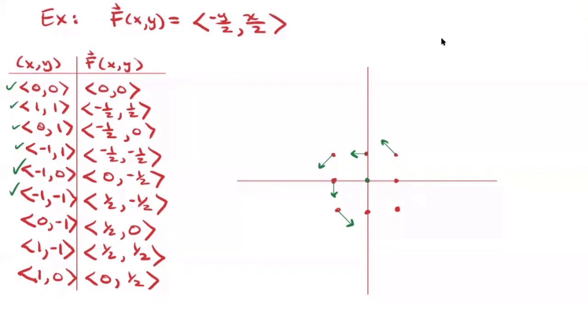At 0, -1, it's going to go a half 0. That's easy. Just to the right then. So that's fine. At 1, -1, it does a half. Okay, so that's to the right a half and up a half to here. And then at 1, 0, it's going to go 0 a half, so it just goes up a half there. Okay, so this is interesting. It's sort of a swirling thing.